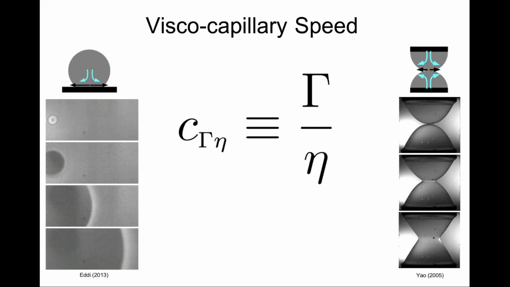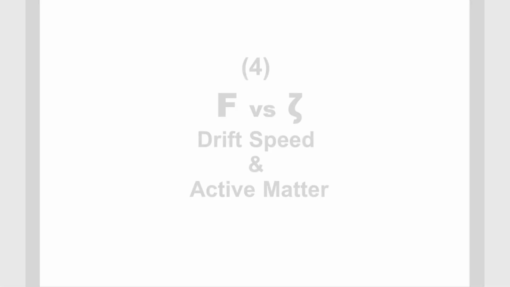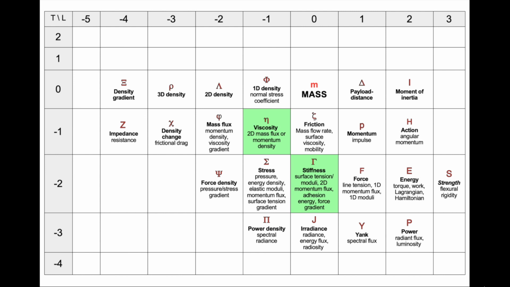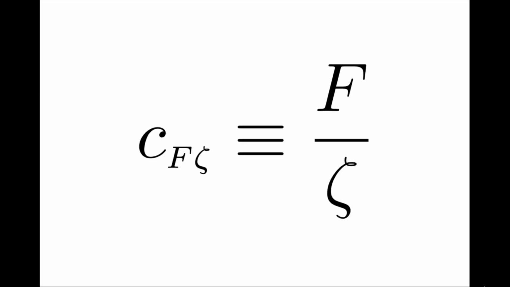Time to move on to a different example of simple speed, the one associated with the ratio of force F and friction zeta. This pair gives the characteristic speed in multiple contexts, as for the drift speed in viscous fluids, or in the field of active matter. We just saw viscosity and surface tension next to one another along the diagonal of slope -1. Moving to the right, friction and force are similarly positioned. So the associated simple speed is just F over zeta. The greater the force, the higher the speed, and the greater the friction zeta, the lower the speed. That seems pretty intuitive.